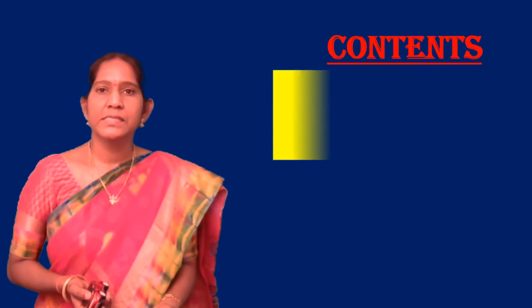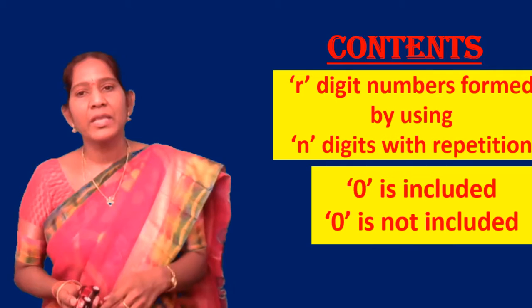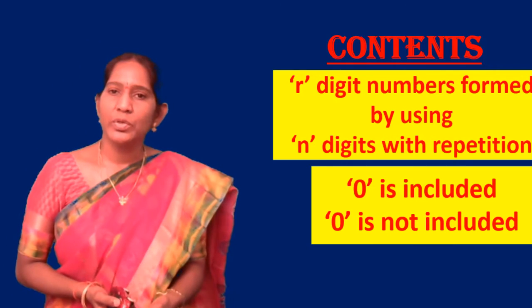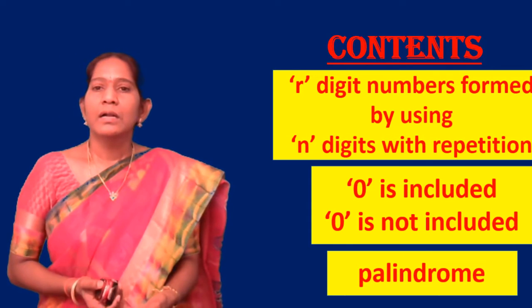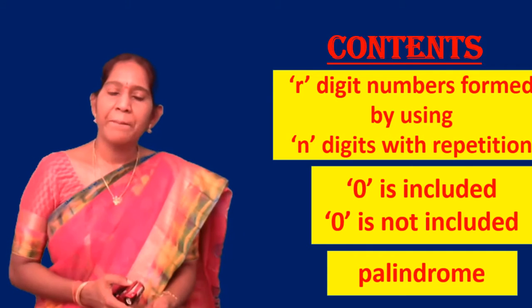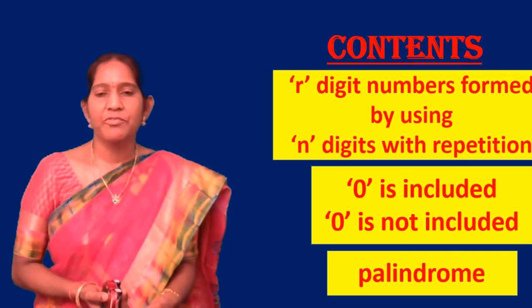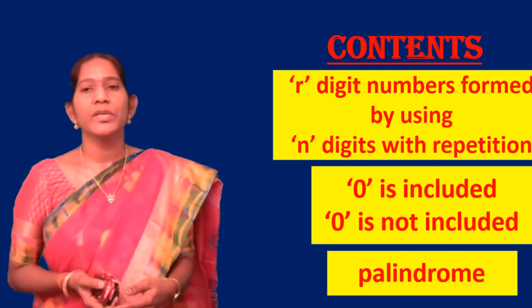That is, today's contents: odd-digit numbers formed by using n digits with repetition, when 0 is included and 0 is not included. And the definition of palindrome. So, the number of palindromes of odd-digit numbers formed by using n digits, when 0 is included and 0 is not included.